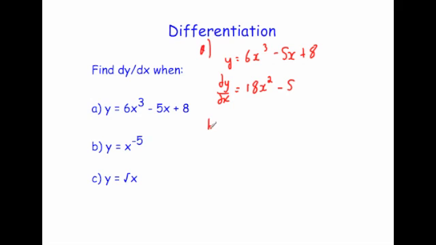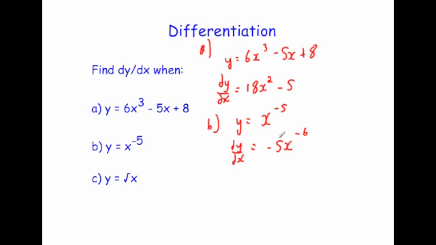Next, that was a. Next, b, y is equal to x to the power of minus 5. So again, let's differentiate this. So dy by dx equals, bring the power down, minus 5, x, and then reduce the power by 1. So minus 5 take away 1 would be minus 6. So that's it. dy by dx equals minus 5 x to the minus 6.